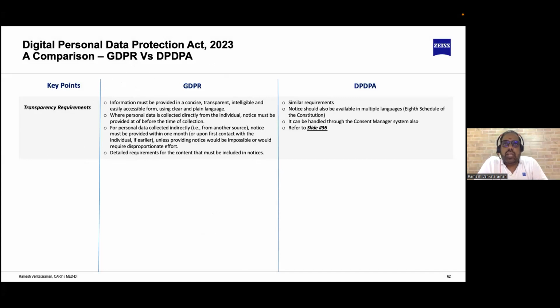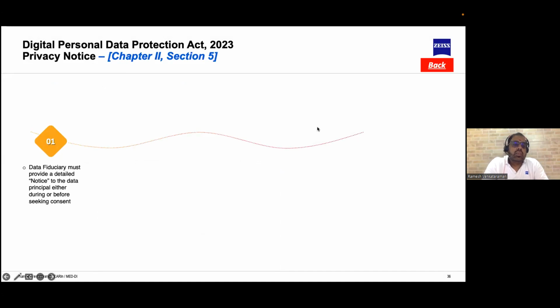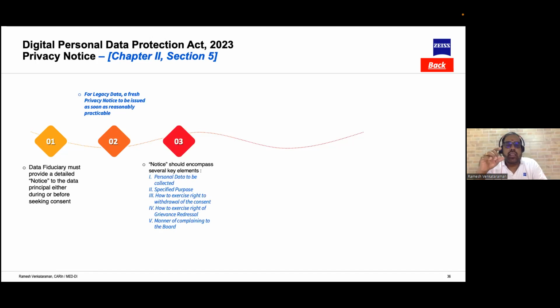The same thing we are talking about. Notice should be made available. It needs to be transparent, etc. And it can be handled through the consent manager system also. They need to provide a notice here also, either during or before seeking the consent. For legacy data, a fresh privacy notice is to be issued as soon as reasonably possible, with the information telling them that these are all the data I had collected, this is the purpose, etc.